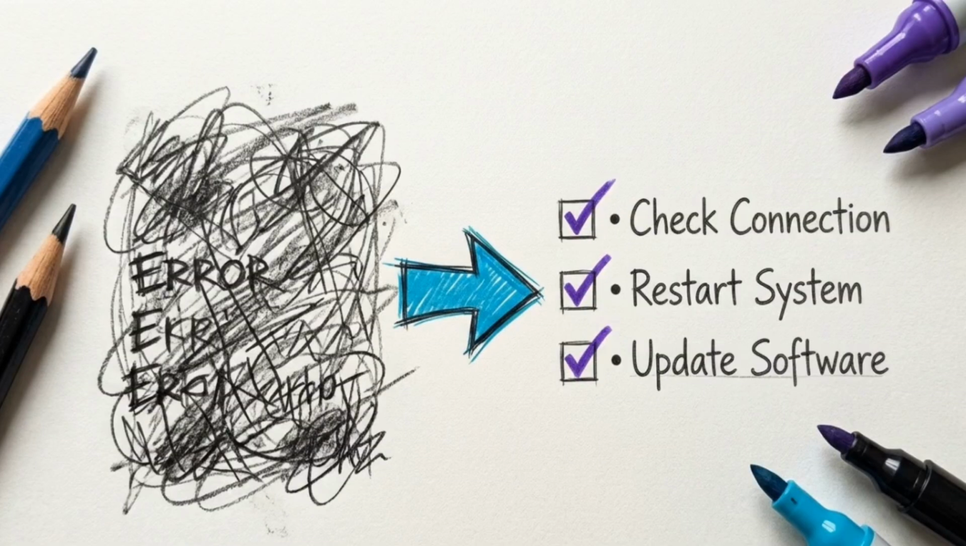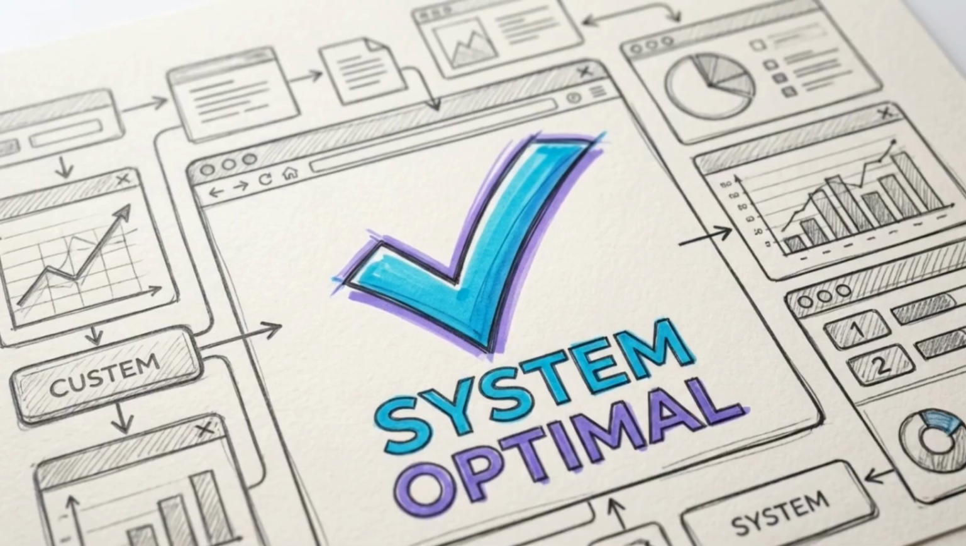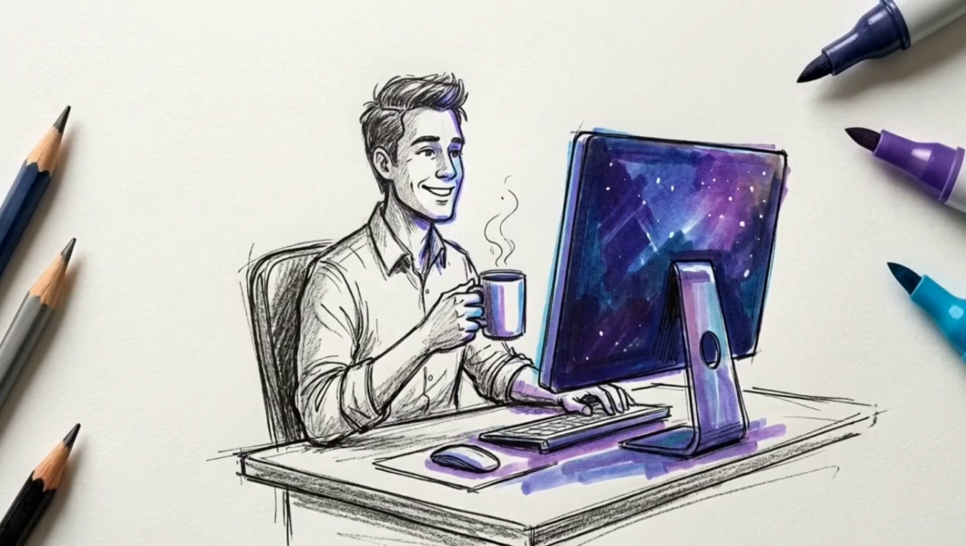As shown here, the AI takes the dense error text on the left and converts it into the actionable checklist on the right. Following the AI's first step, we open the application settings and clear the local cache. After a quick restart, the application functions normally again. By translating cryptic codes into clear instructions, you can resolve software issues independently.